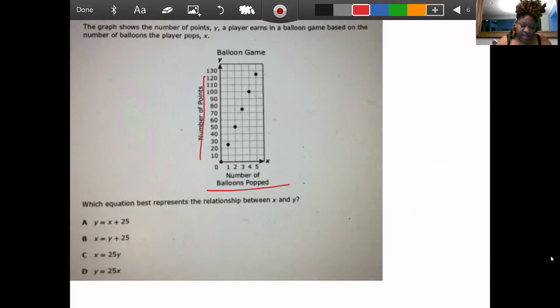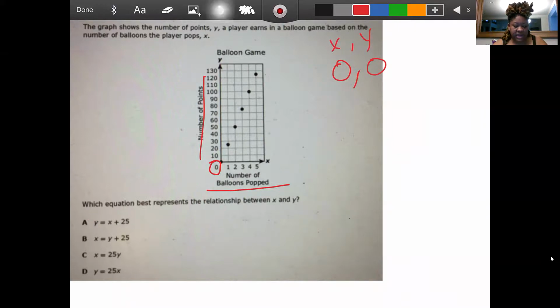So if 0 balloons are popped, you see your dot there, right? 0 balloons are popped, then you get 0 points. All right, so our ordered pair is going to be 0, 0. Remember what I told you. Can addition be 0, 0? That means your X is 0 and your Y is 0. So if you plugged in 0 for X, 25 plus 0 equals 25, not Y, which is 0.